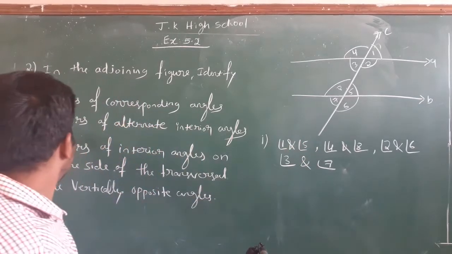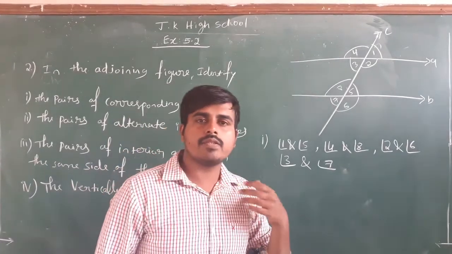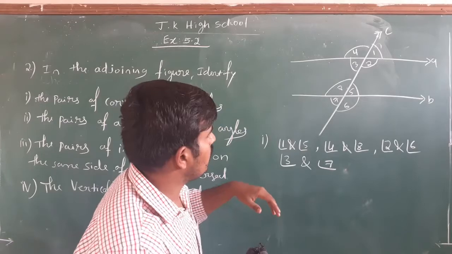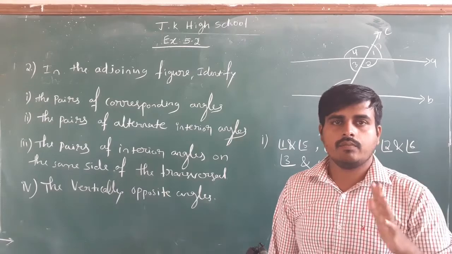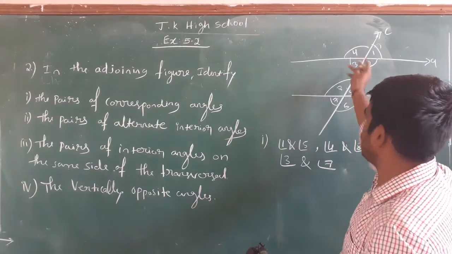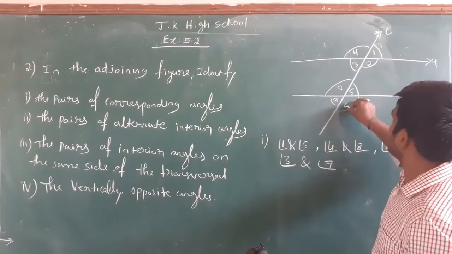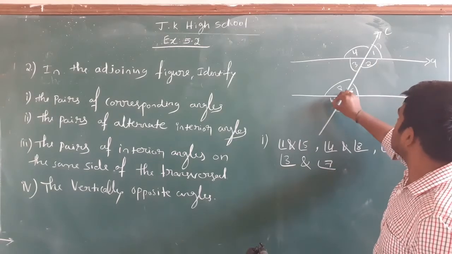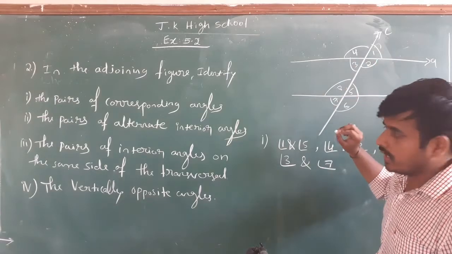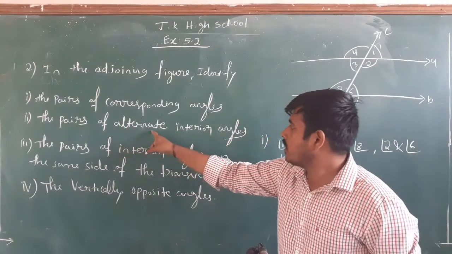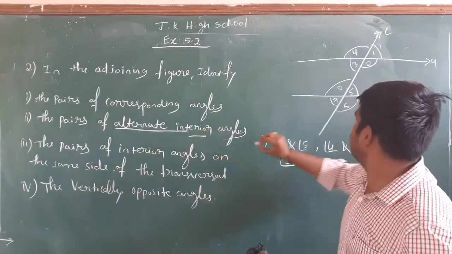Next question, the pairs of alternate interior angles. We need a pair of alternate angles, and in alternate angles we need interior. Either both are exterior or both are interior, but they are present on the opposite sides of the transversal. 4 and 6 are alternate angles, 1 and 7 are alternate angles, but they are exterior. What we need are alternate interior angles.